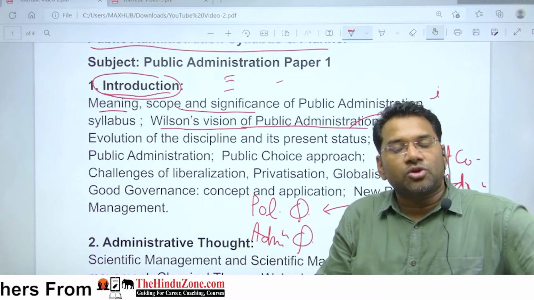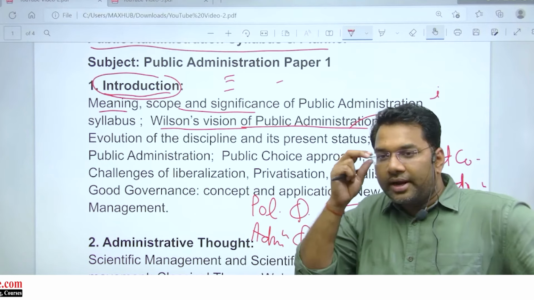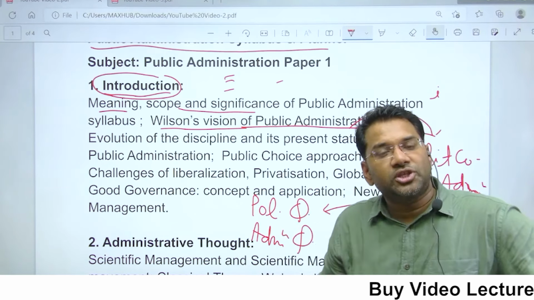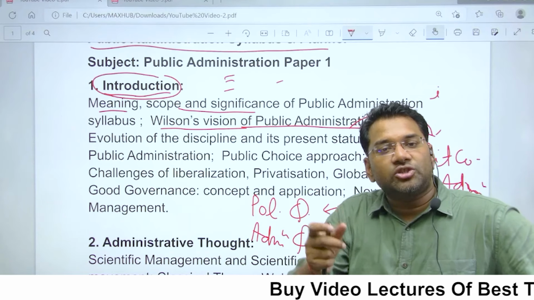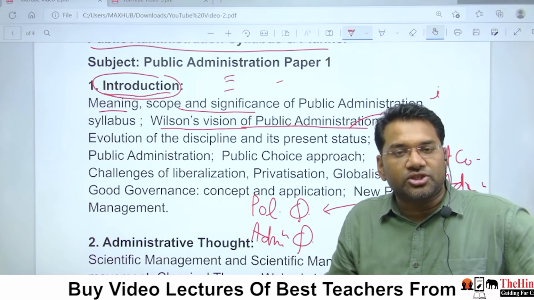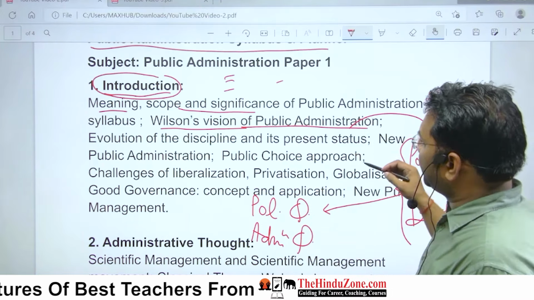And the problems of the, I'm writing this, political question and administrative question. It means that the problems of administration are different. The aspirations of administration are different. And political administration is very different, right? So we will be discussing this also, the Politico administration dichotomy and all.